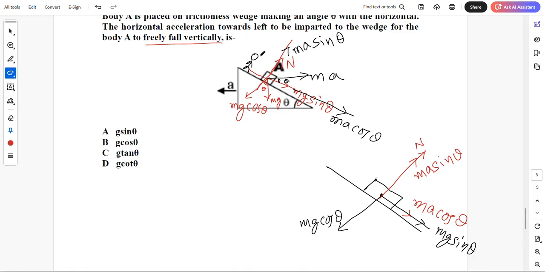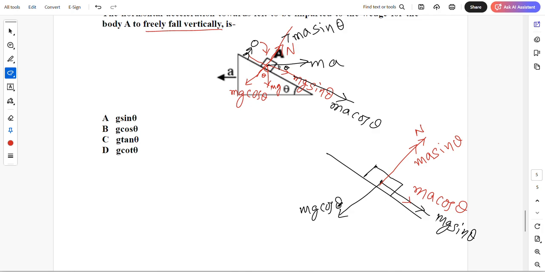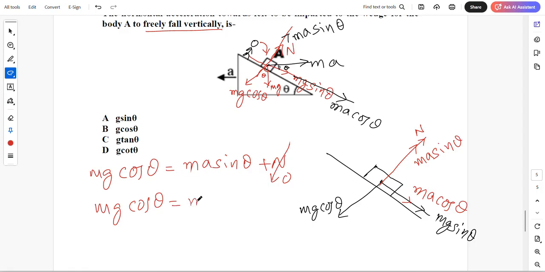Now, if this person sees here, this block is falling freely. To make this fall freely, I have to equate the perpendicular forces. Which are the perpendicular forces? Mg cos theta will be equal to what? Ma sin theta plus N, because there are two forces here. Now normal reaction is equal to 0 this time. Why? Because it is falling freely. Therefore, I can equate these two. Mg cos theta is equal to Ma sin theta.